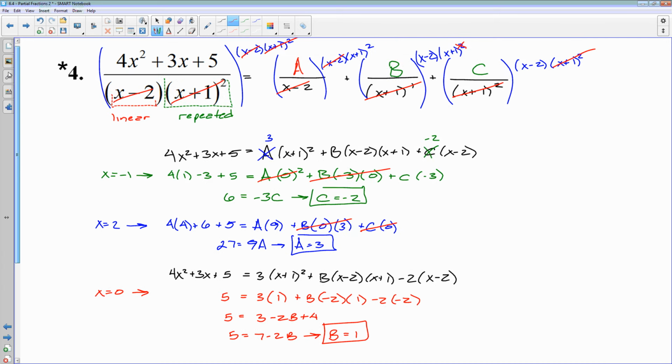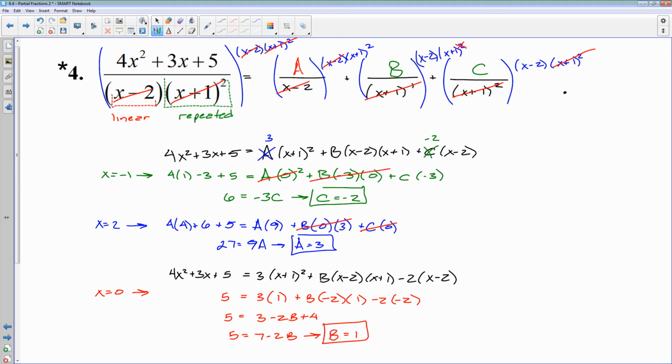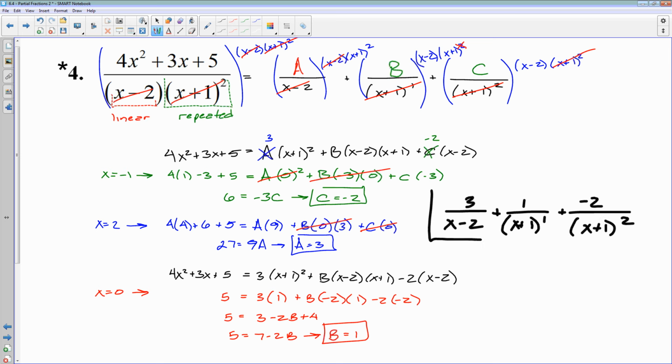Now I look back up at my original equation, and remember we want to rewrite the fractions, and we're going to substitute in our values of a, b, and c. So I had a over x minus 2, and a was 3 over x minus 2, plus b, which was 1, and b is over x plus 1. And if you want to put it to the first power, you can. And then I have c, which was, where did c go? Negative 2. And c is over x plus 1 squared. And so that is our final answer.